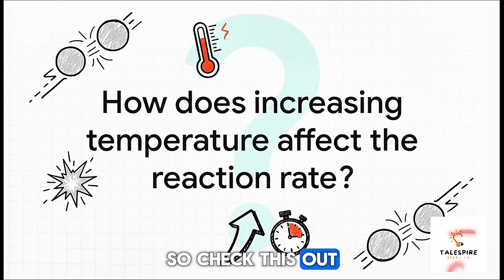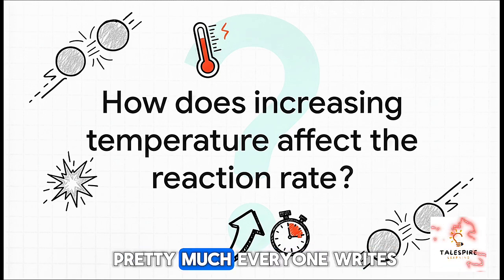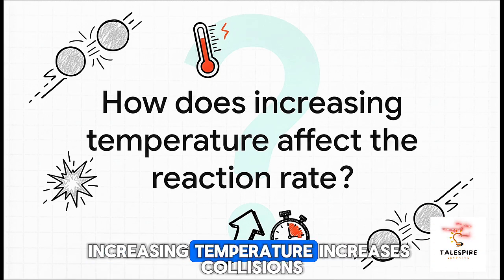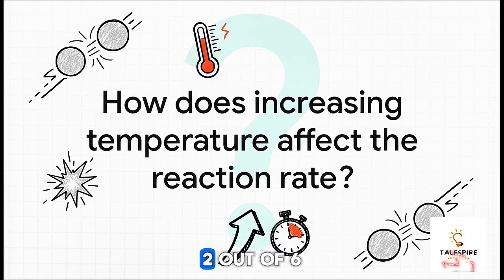Okay, so check this out. This is a super common exam question, right? And here's the answer pretty much everyone writes. Increasing temperature increases collisions, so the reaction goes faster. And guess what? 2 out of 6 marks. Ouch. So why so low?